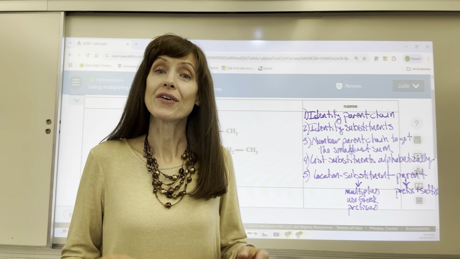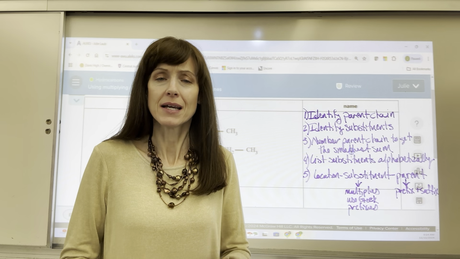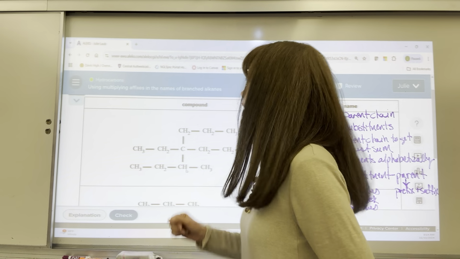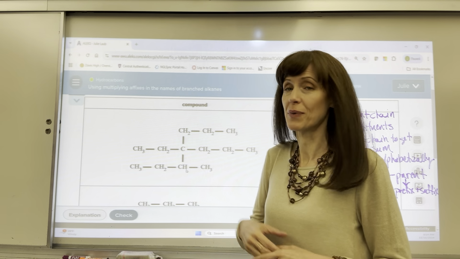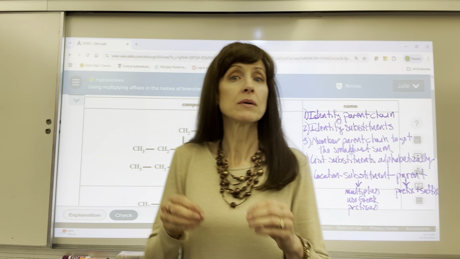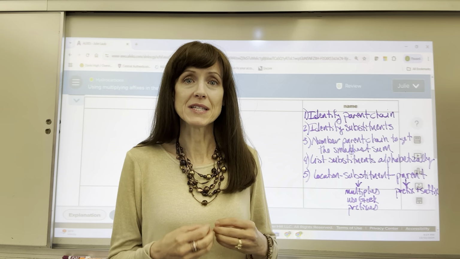We're going to do another ALEKS topic looking at alkanes. This topic is a mouthful. It is using multiplying affixes in the names of branched alkanes. Now a little reminder for you how we name these branched alkanes.